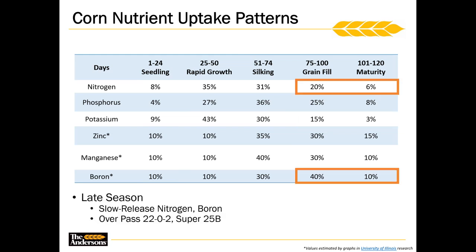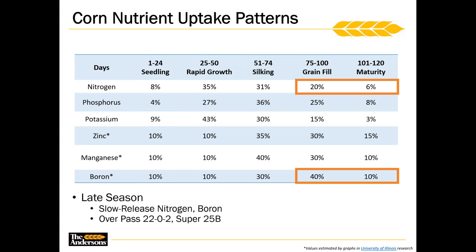On the nitrogen side, we still need about 20+% of our nitrogen needs during that grain fill, which equates to maybe 25 pounds of nitrogen for that corn crop to get to physical maturity, which is going to be roughly about 32% moisture.